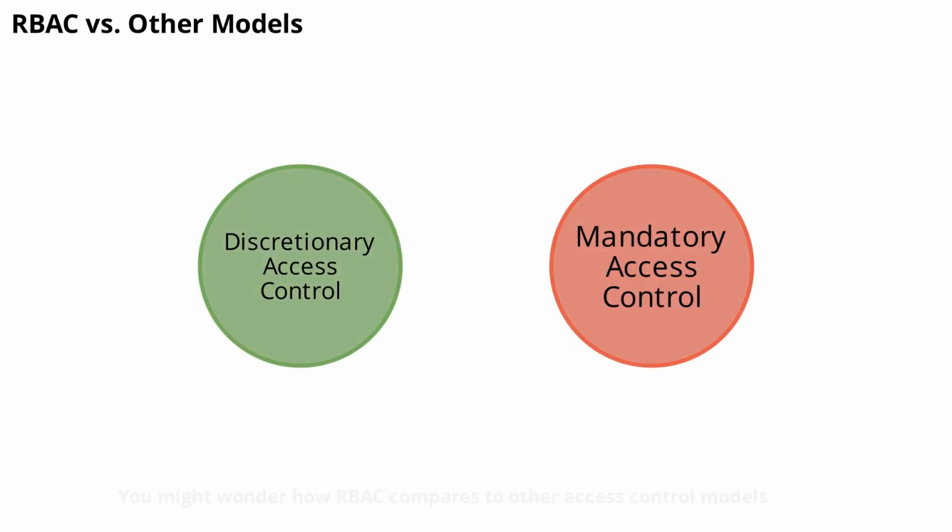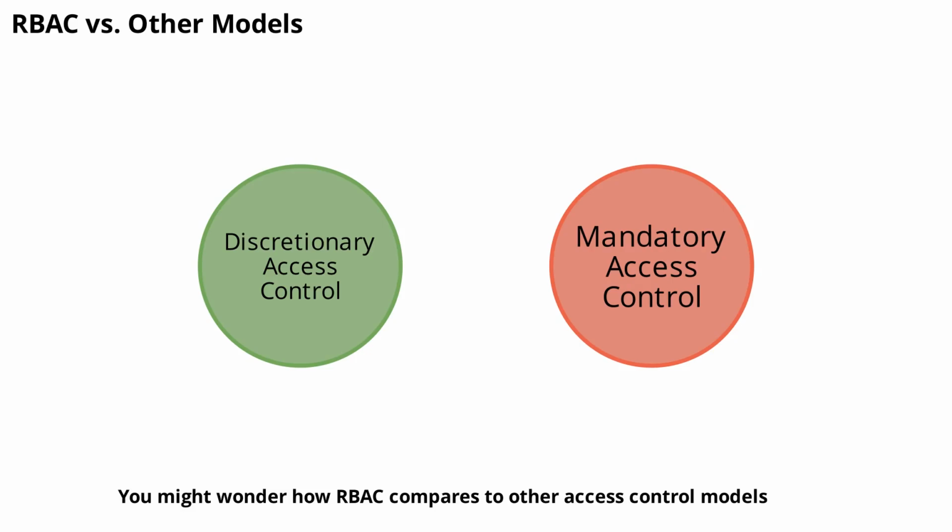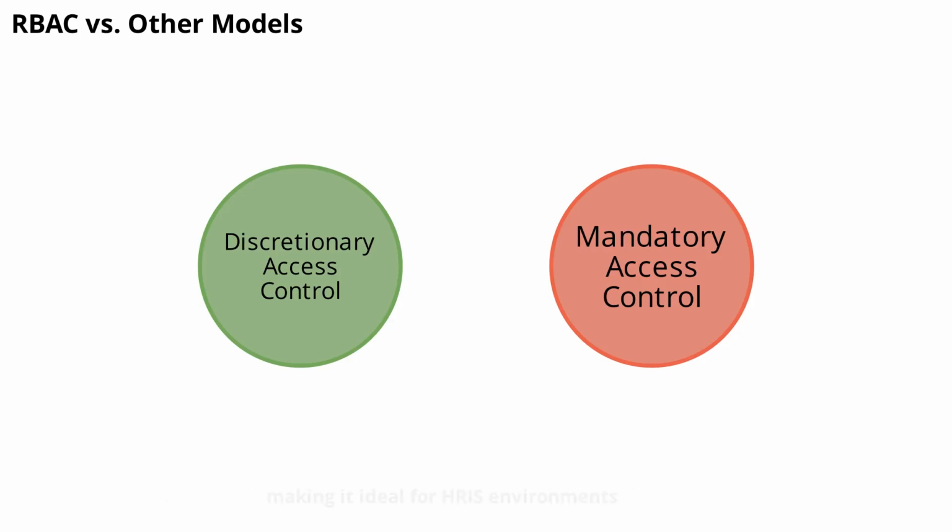You might wonder how RBAC compares to other access control models. Unlike discretionary access control (DAC), where users can grant permissions to others, or mandatory access control (MAC), which is highly restrictive, RBAC strikes a balance. It offers both flexibility and security, making it ideal for HRIS environments.